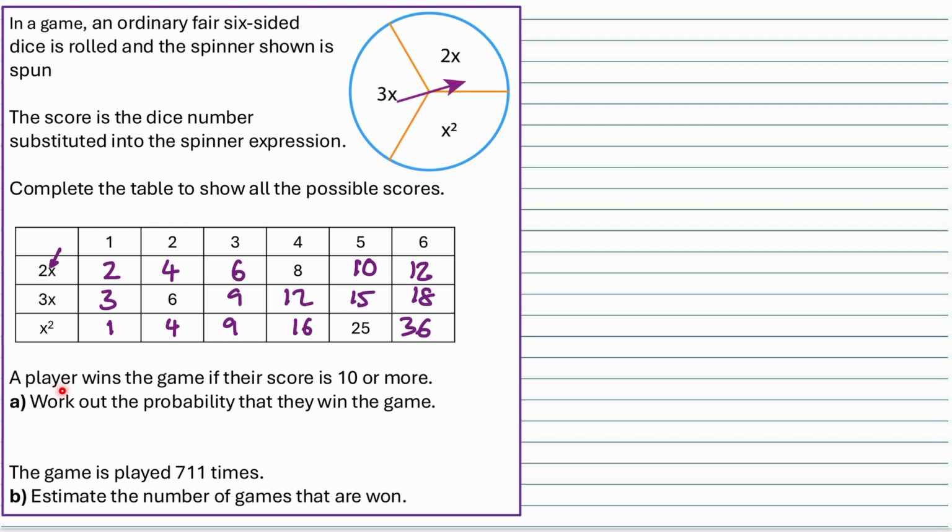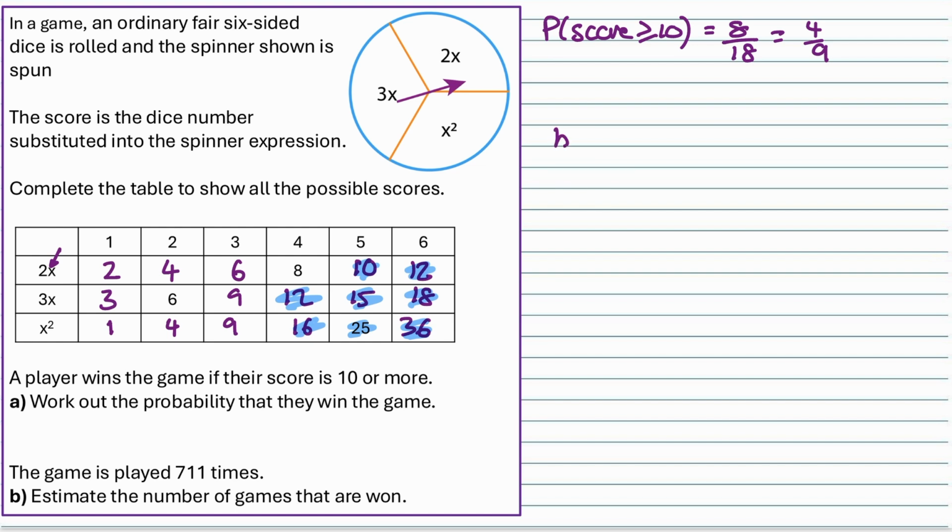And then we're told that a player wins the game if their score is 10 or more. So we want the probability of the score being greater than or equal to 10. So it could be this one with 12. It could be any of these. So we've got 8 possible combinations out of the 6 times the 3. So 18 in total. And we can simplify that and we get 4/9.